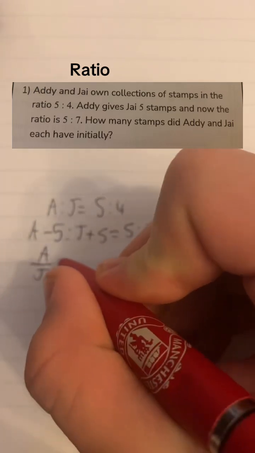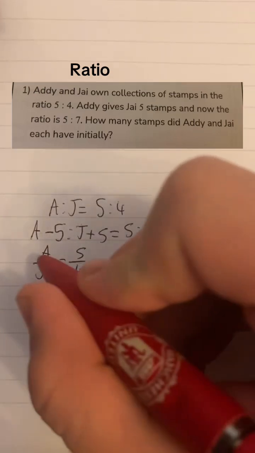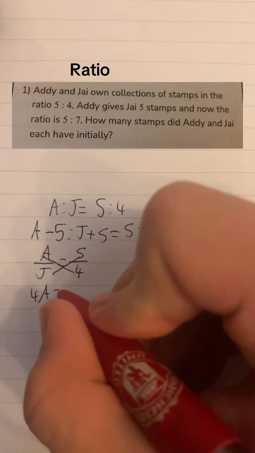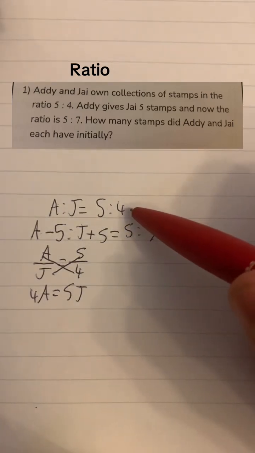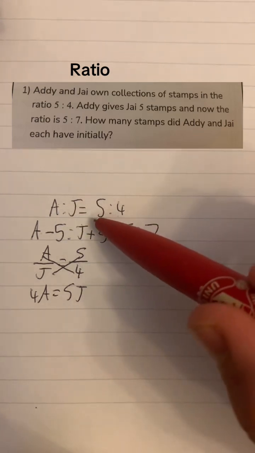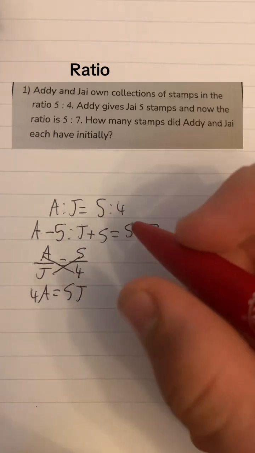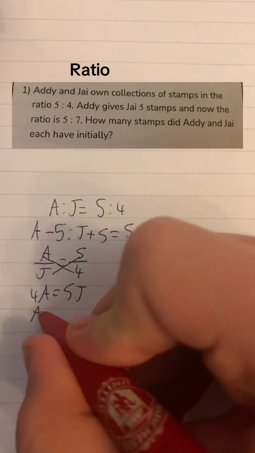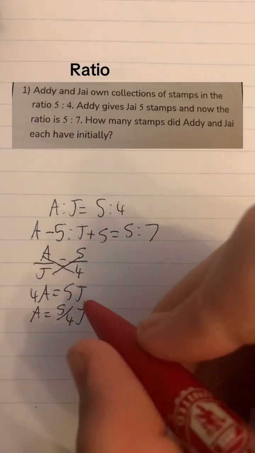A over J equals 5 over 4, and then you cross multiply, so 4 times A equals 5 times J, which is 5J. The simpler way of doing this is that the furthest right term in the ratio goes to the furthest left term if they're equal to each other, and these two inner terms go to each other, as you can see, 4A and 5J. And then you want to make one of these the subject, so let's make A the subject. A equals 5 over 4J, so 5 quarters J.